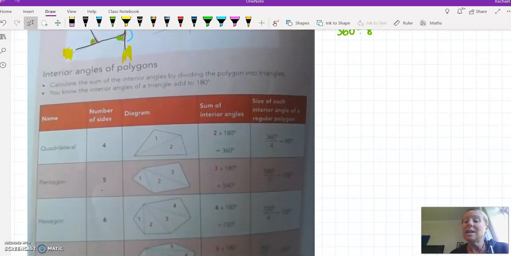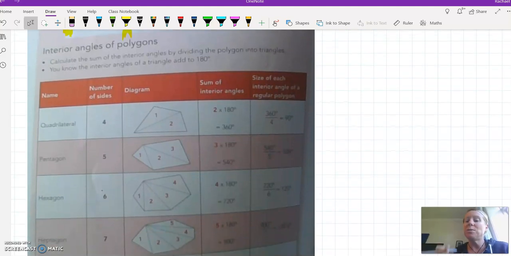The next type is the interior angles of the polygons. So this is inside, like you're an interior designer. And this is quite clever. So many of you guys in TNA did this last year.